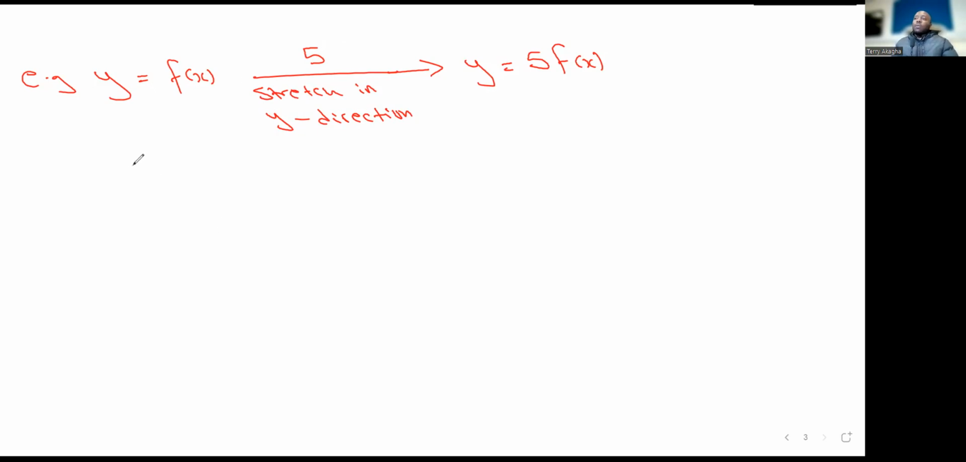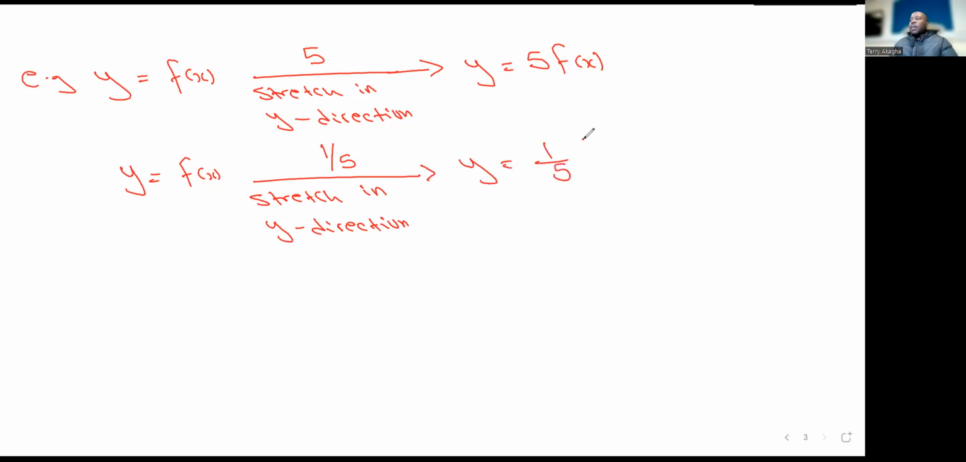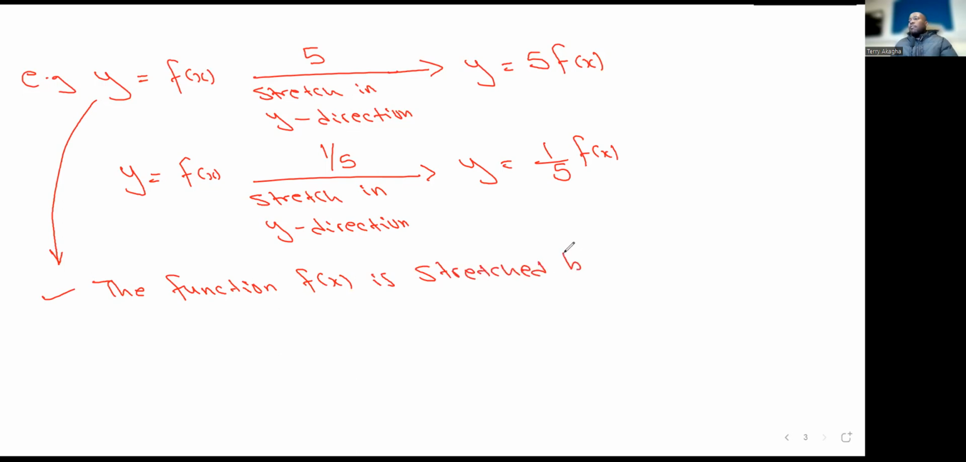Or if you have y is equal to f of x, and in this case you're stretching by 1 over 5 in the y direction, then y is going to be 1 over 5 f of x. So if you have to describe the first one, it is going to be: the function f of x is stretched by a factor of 5 in the y direction.